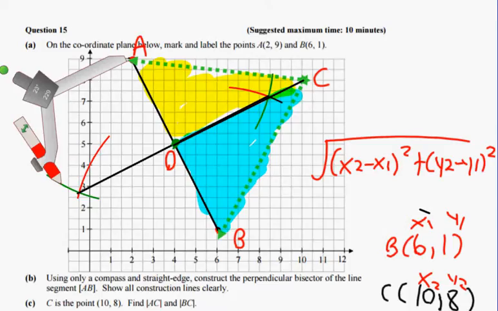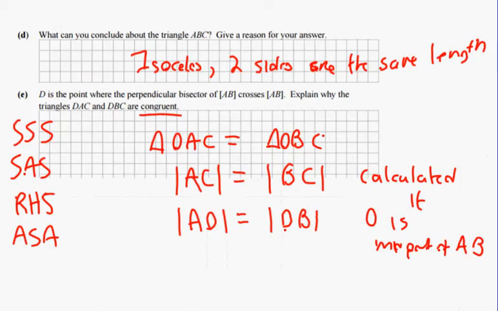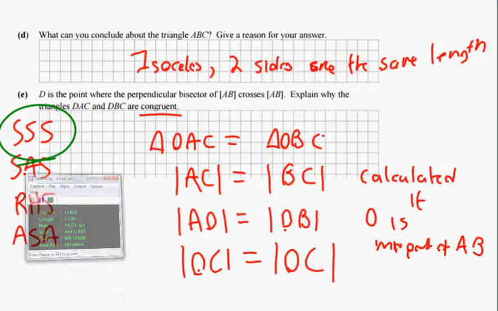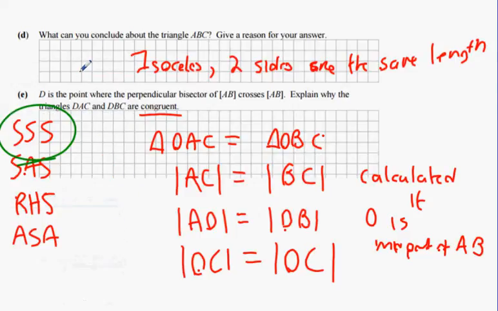And then finally, DC is in both triangles, yeah? So DC equals DC. All three sides are the same. You're using SSS. Everybody right with that? When you see the word congruent, write down the four different combinations and make an attempt at it. Okay, it's difficult enough.